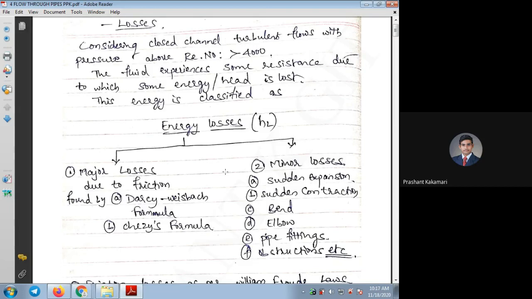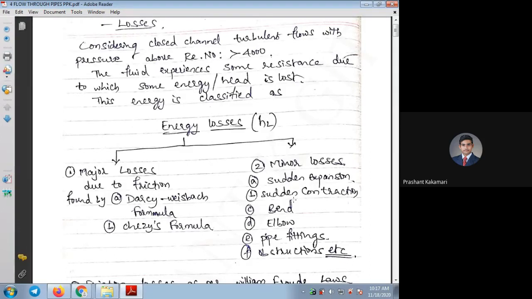And for the other losses, other than the straight flow of the pipe, other than the friction losses, what losses can we see? That is due to pressure drop, or velocity change, or potential head change. So due to that also there will be some change in the head.